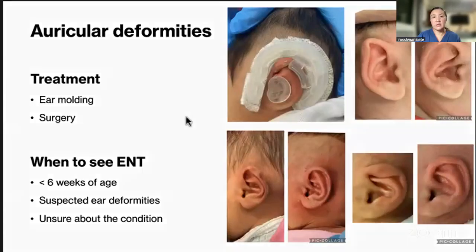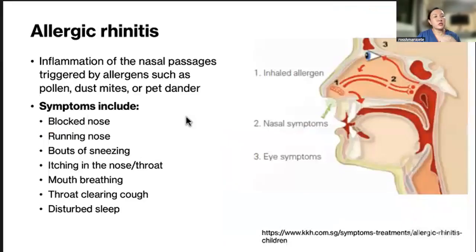Okay, so that's it for the ear disorders. Now let's move on to the nose disorders. Allergic rhinitis is an inflammation of the nasal passages triggered by allergens such as pollen, dust mites, or pet dander. Its symptoms include blocked nose, runny nose, bouts of sneezing, itchy nose and throat, mouth breathing, throat clearing and even coughing. Because of this condition, it can also disrupt your sleep.